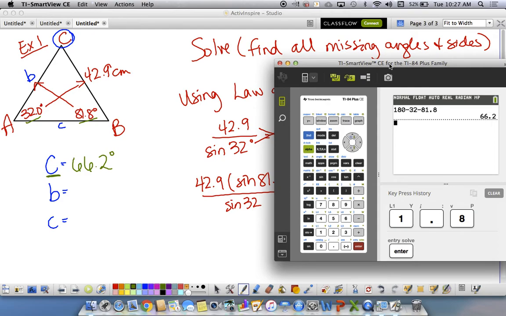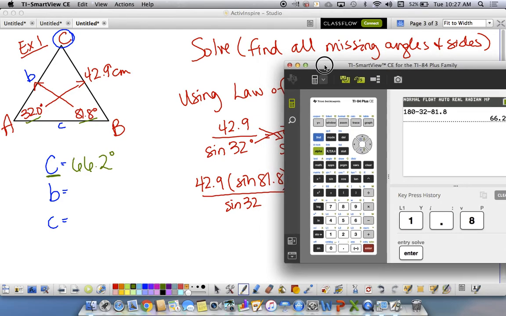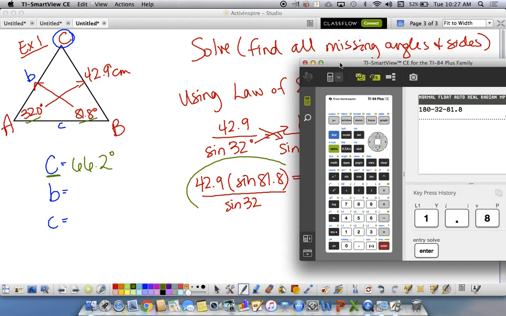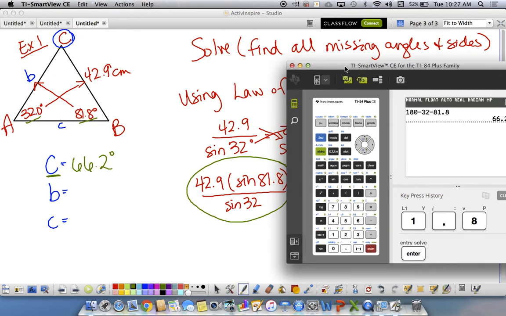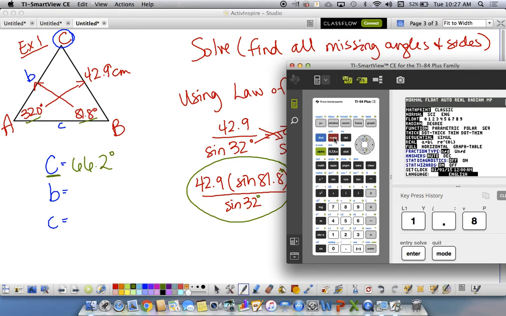Now, to solve for B, I need to use this. You might notice in mine, the last time I used this, I had radians. Using these degree symbols, do you think I should be in radians? No, so make sure you check your mode and change it to degrees.